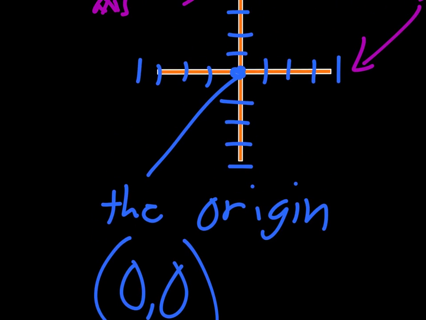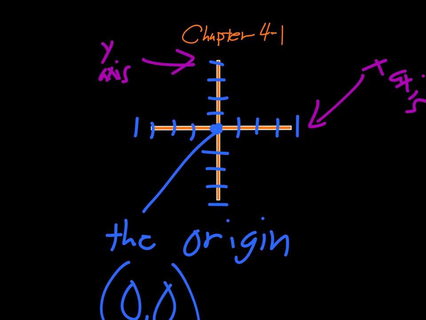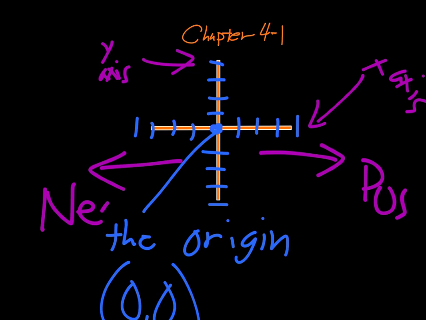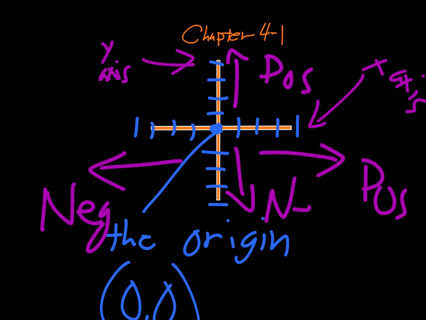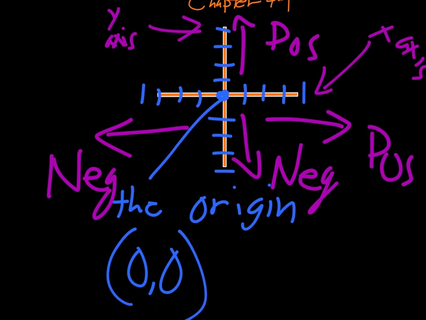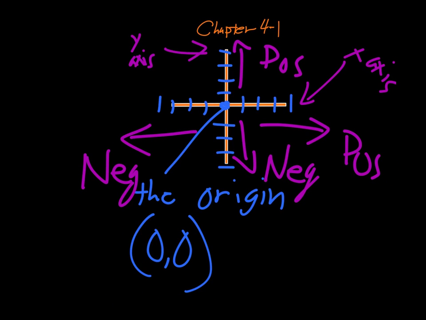Okay? So, when you're going this way, these are positive. When you're going this way, these are negative. When you're going up, that is positive. And when you're going down, that is negative. All right? So, that is basically the basis of the graphing aspect.